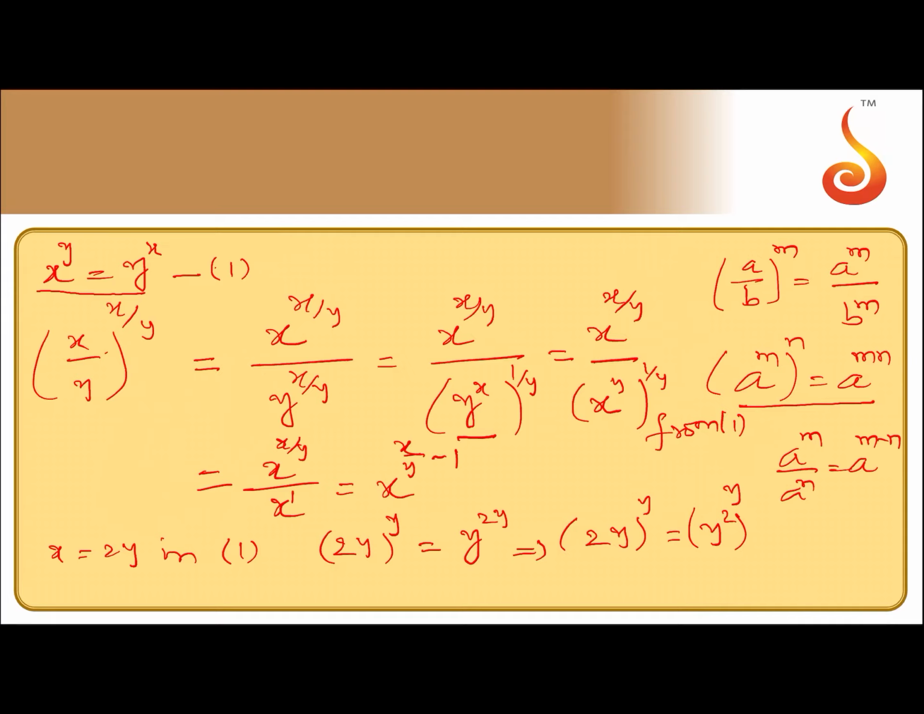As the powers are equal, the bases have to be equal. That implies 2y must be equal to y square, and by cancellation of y, it gives us y is equal to 2.